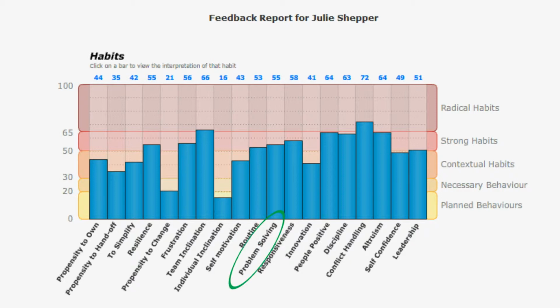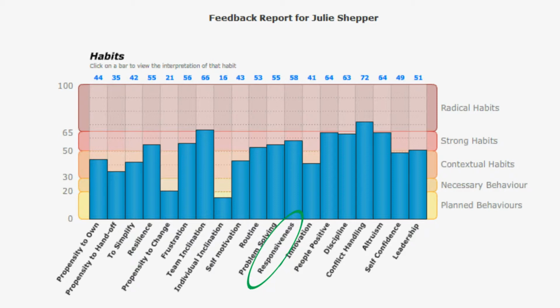Problem solving maps whether an individual engages and actively plans to resolve obstacles that stand in the way of progress towards goals. Julie's problem solving habit is strong. She may still choose not to engage with some problems, but she will solve the majority of everyday problems as well as many that are more complex and challenging.